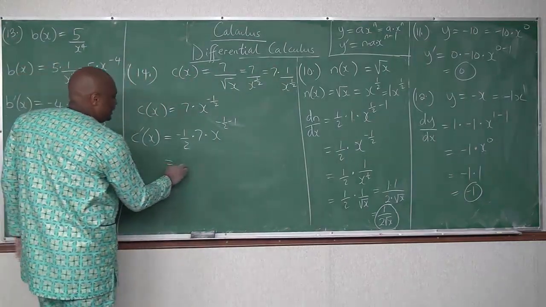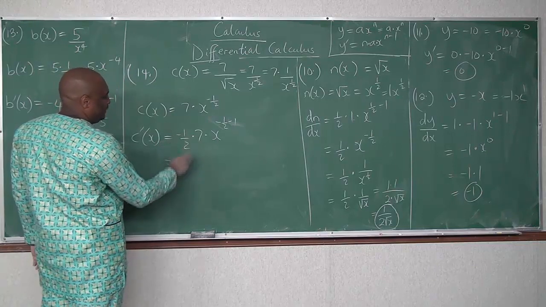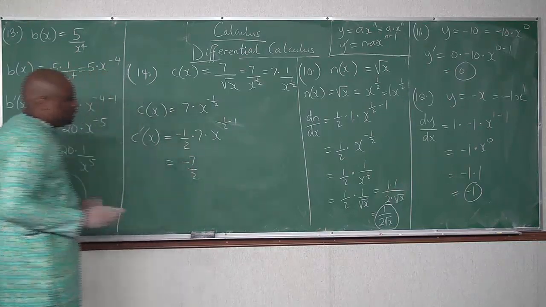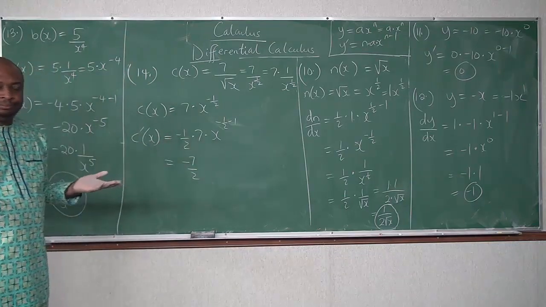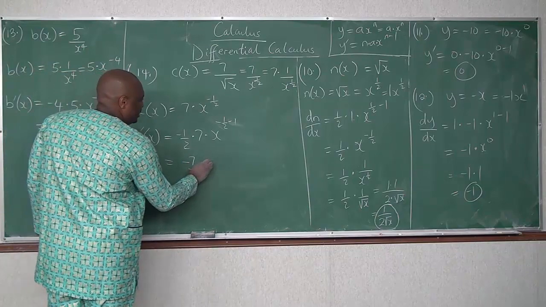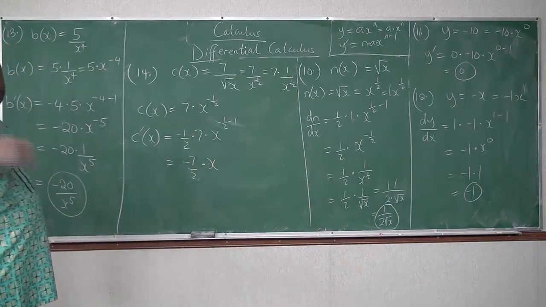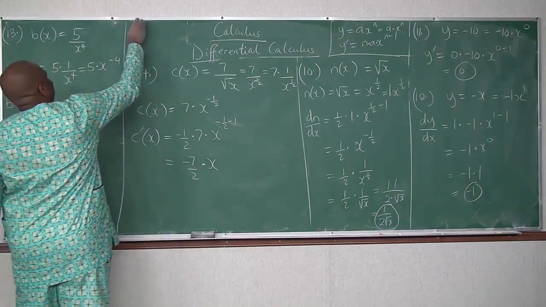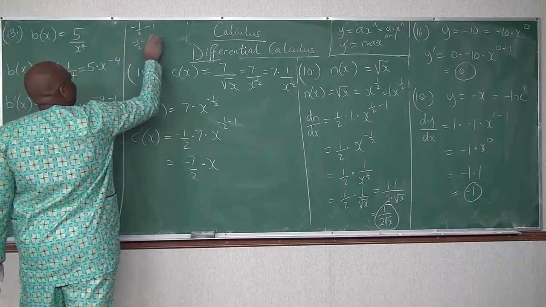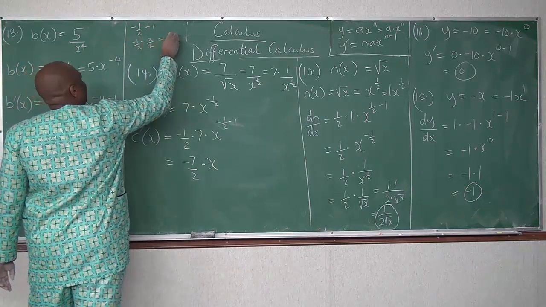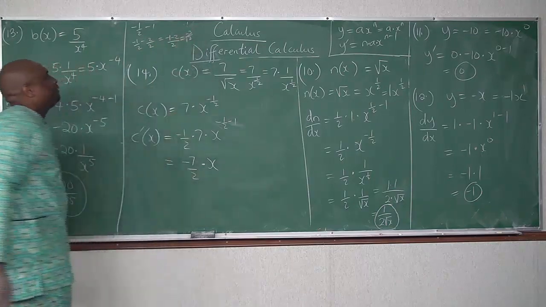Okay, so let's solve this. Negative 1 half times 7 is negative 7 over 2. Multiplying fractions, because this is 7 over 1. Then times x to the negative 1 half minus 1. Of course, fraction. You still remember your fraction, so this is negative 1 over 2 minus 2 over 2. So this is negative 1 minus 2 over 2, which is minus 3 over 2. You still remember your fraction.